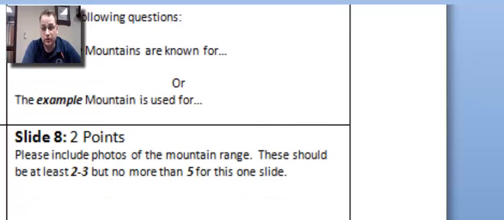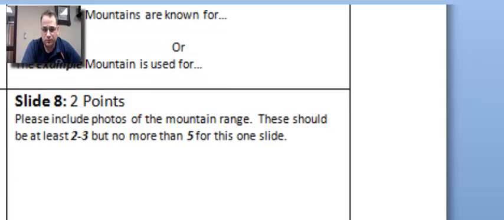Slide number 8. This can be worth 2 points. Please include photos of the mountain range. They should be at least 2 or 3, but no more than 5. Okay. A couple brief pictures showing the different mountain ranges. And go to google.com, look under images. You should be able to find those.